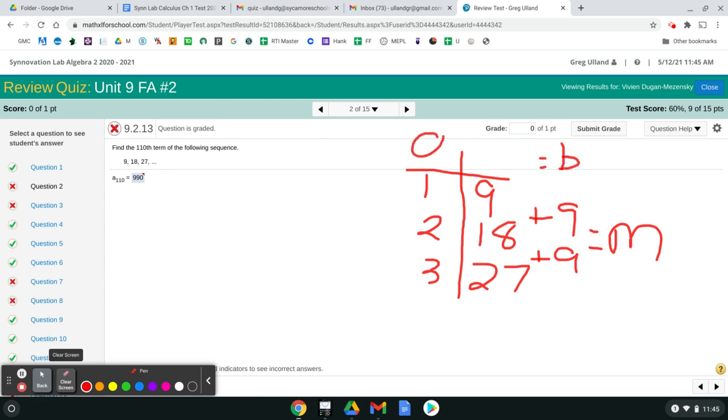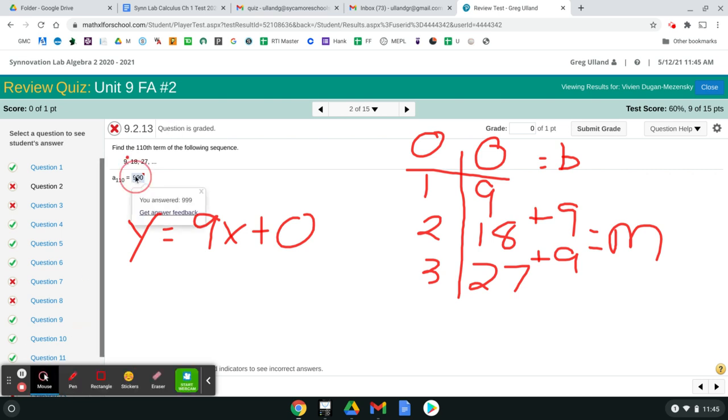To find that, I put in a 0 for x. I work backwards, and that's going to be a 0. So B is 0. So this is going to be y equals 9x plus 0. I think you had 9x plus 9. And that's why your answer was 999 instead of 990. Okay, not bad.